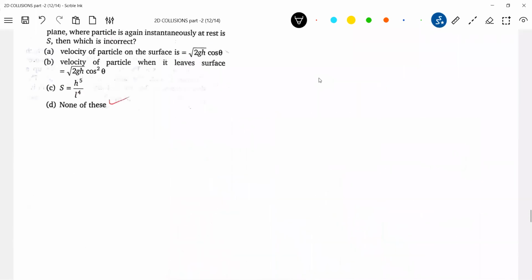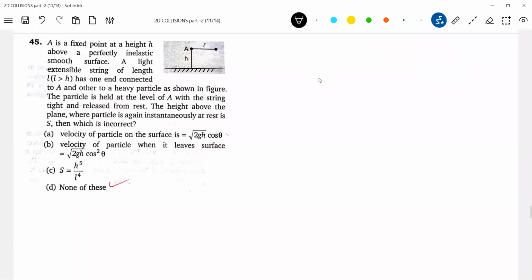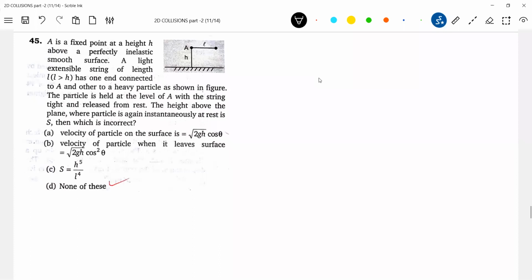Okay, now think on this. I think we have 6 minutes time. Just let's try to get an idea. Read the question. Length of the string is greater than the height of the point of suspension from the ground. This is the ground.